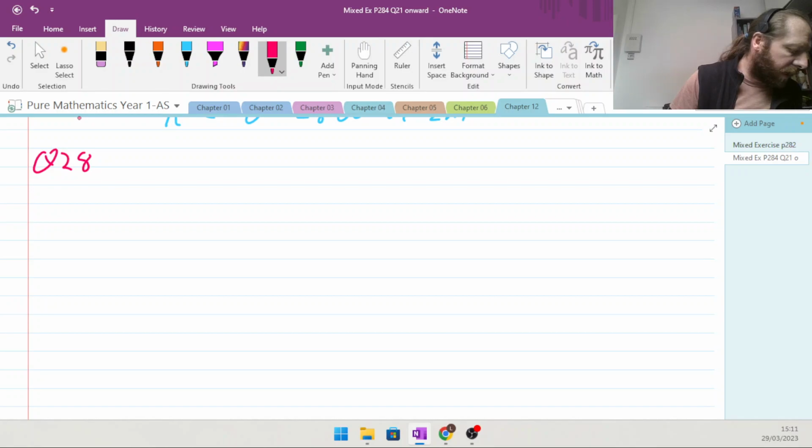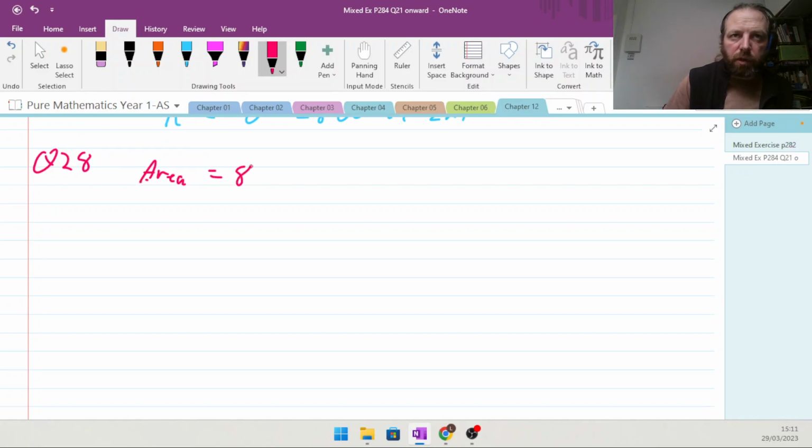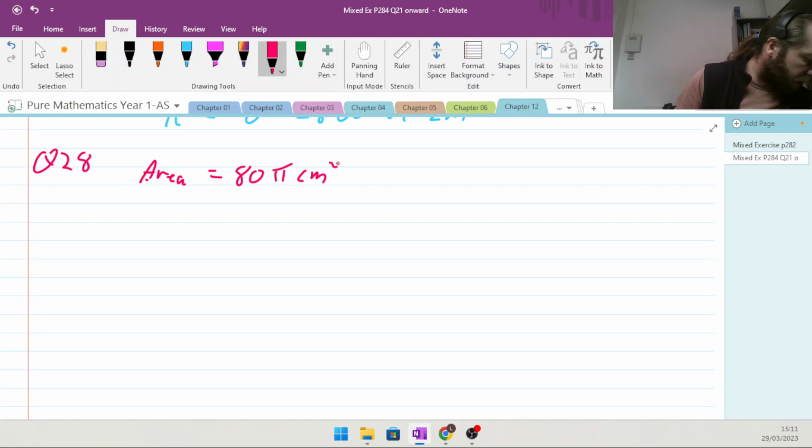The radii of the tin and lid are both x centimeters. Okay, the tin and the lid are made from thin sheet material of area 80 pi. So area is equal to 80 pi centimeters squared. Tin and lid are made from thin sheet, and there is no wastage. Okay, the volume of the tin is V.